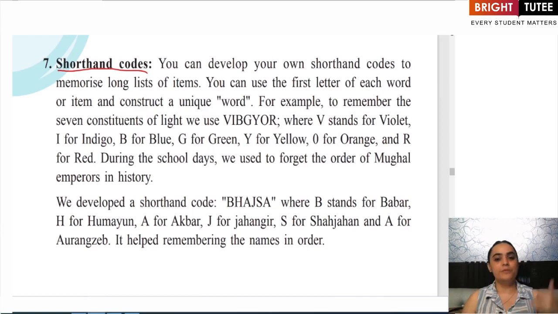For example, VIBGYOR is the short form of violet, indigo, blue, green, yellow, orange, and red. We say the rainbow has a VIBGYOR. This is how we remember the colors of the rainbow and also the order of the same. Then another example which is given in your book is to remember the Mughal rulers. Bhajsa: B is for Babur, A is for Humayun, Akbar, then Jahangir, Shah Jahan, and Aurangzeb. This is how they ruled in sequence. So such codes can be developed by you if you have to remember something which has a proper sequence. You can make such codes of your own, and they will help you remember for a longer duration.